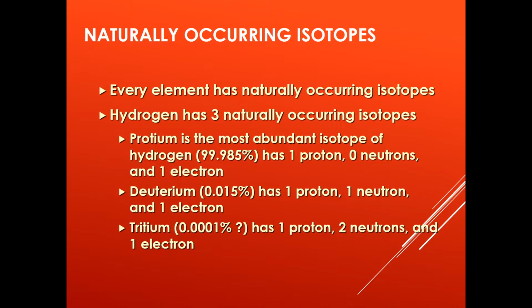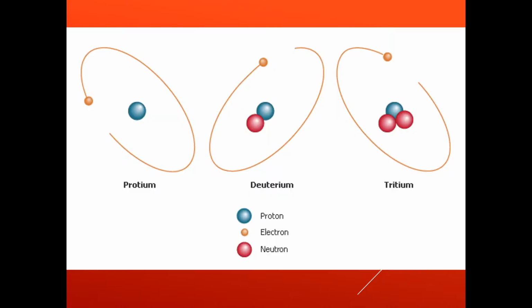If you knew your Greek, deut is 2, and tri as in a triangle is 3. Pro is also your base, or 1. Which is referring to the mass numbers in this. So the mass number for deuterium is 2 because it has a proton and a neutron. Tritium has 1 proton and 2 neutrons, so its mass number is 3. So we look at these 3: protium, deuterium, and tritium.